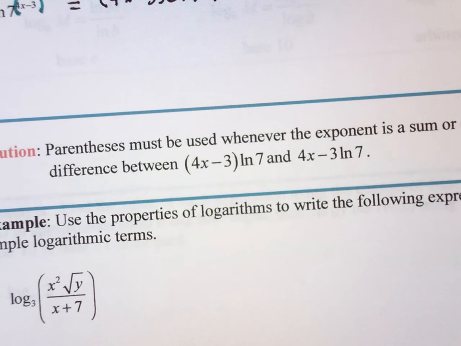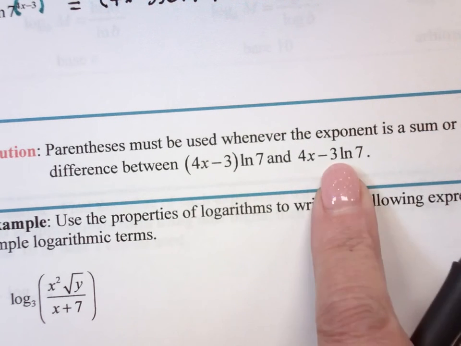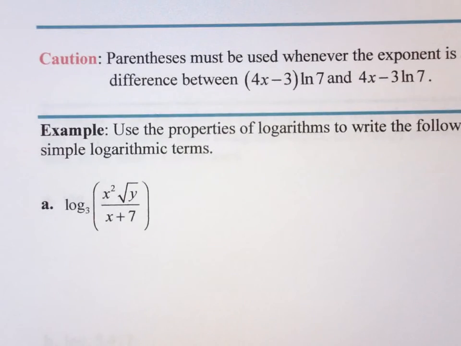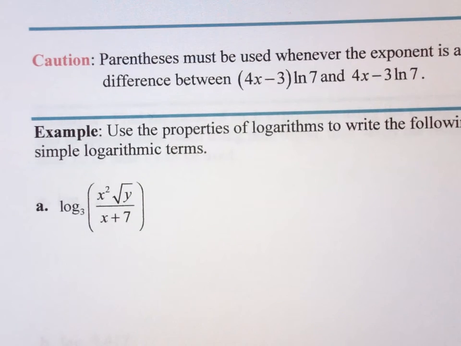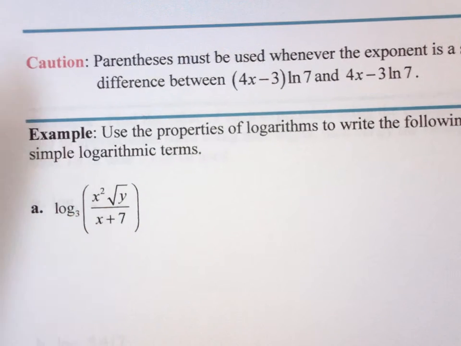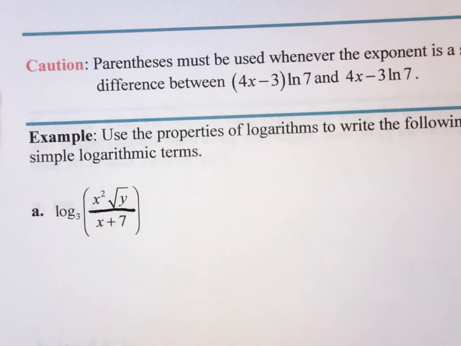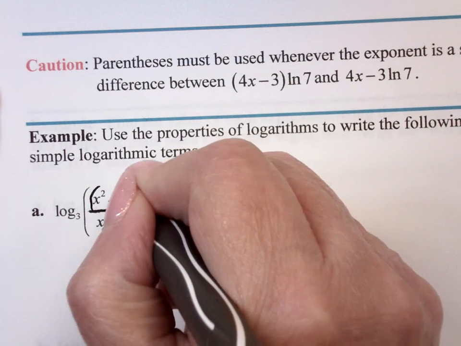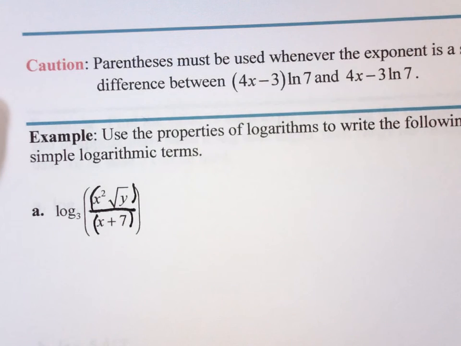Parentheses must be used whenever an exponent is a sum or difference. We just went over that versus that. So there's a difference between the two. And now we've got our problems. The first, it doesn't matter whether I change this or not at this point, because who is really in control is this division bar, because I have a numerator and a denominator that I could separate.